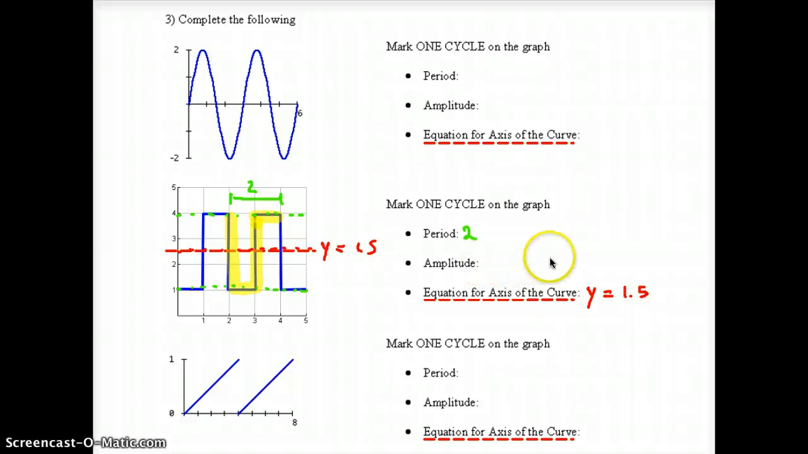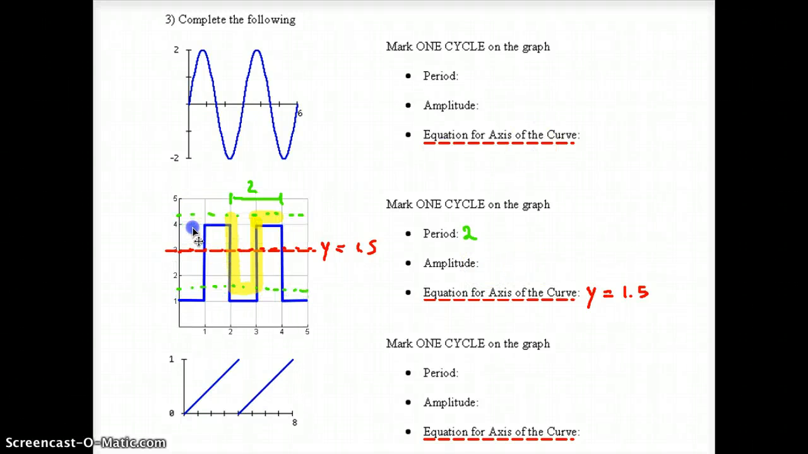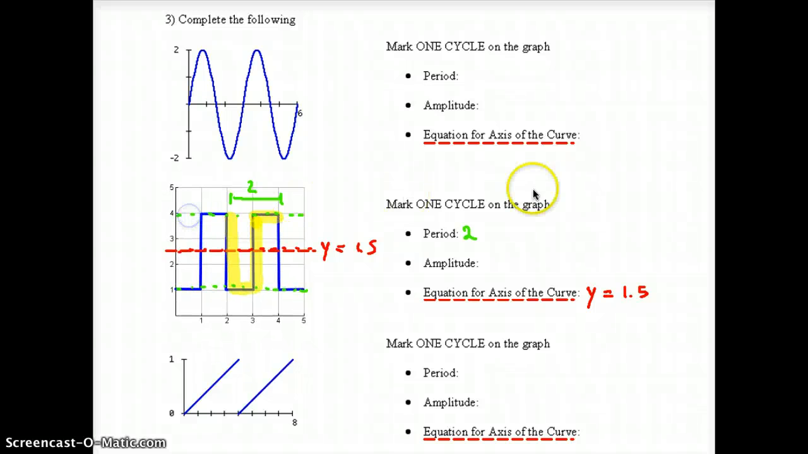The amplitude, I haven't done it. I'm going to do it in black. And it's from the middle to the top, except that I forgot to select the right tool. So from the middle to the top, and that's, well, also 1.5. Amplitude is 1.5. Notice that the axis of the curve has to have an equation, so it's y equals 1.5. But these guys are just numbers.